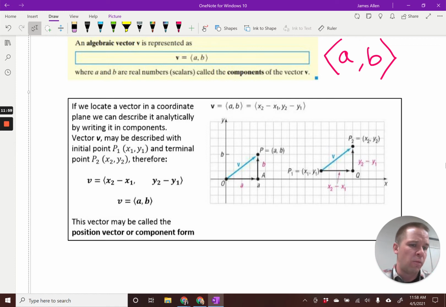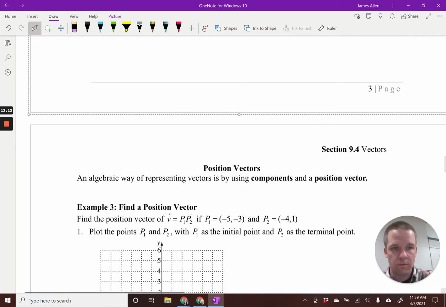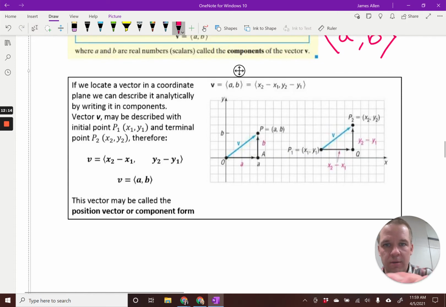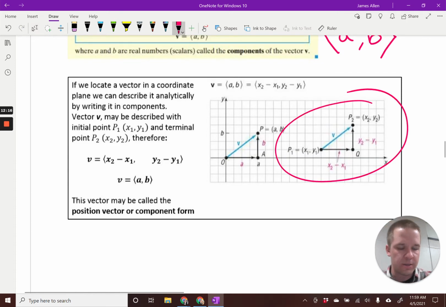But we do like to write that out in fancier math terms. So if we have the point P sub 1 as the initial point, and then the terminal point is P sub 2, as we see over here. What's going on here? There's my marker. There it is. Okay. So that's what we're looking at.